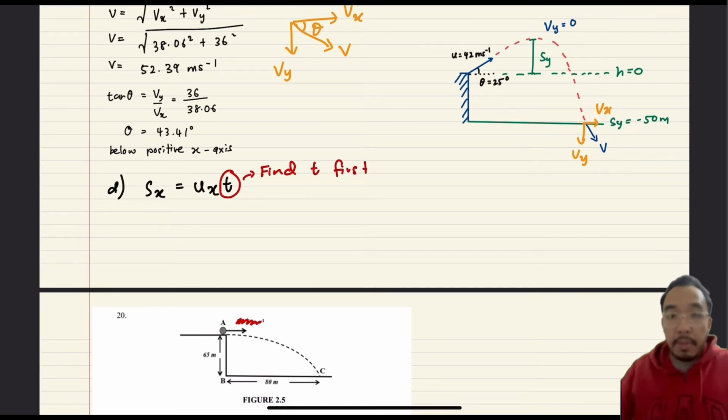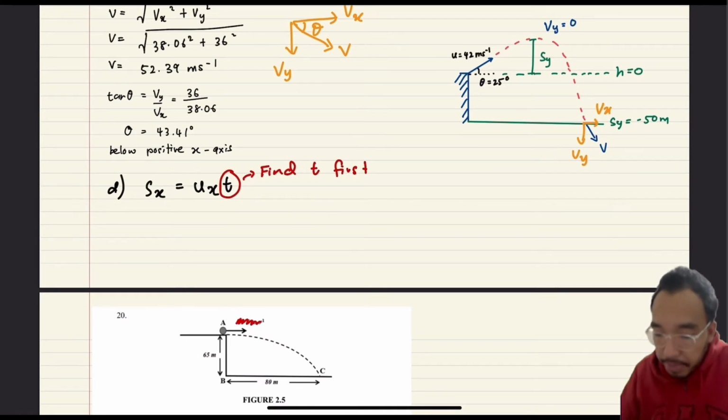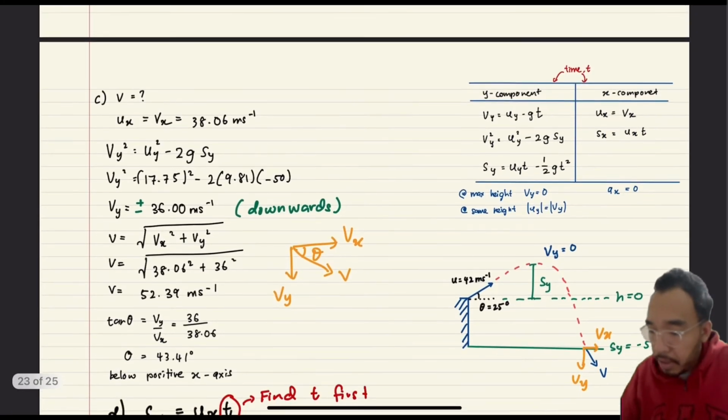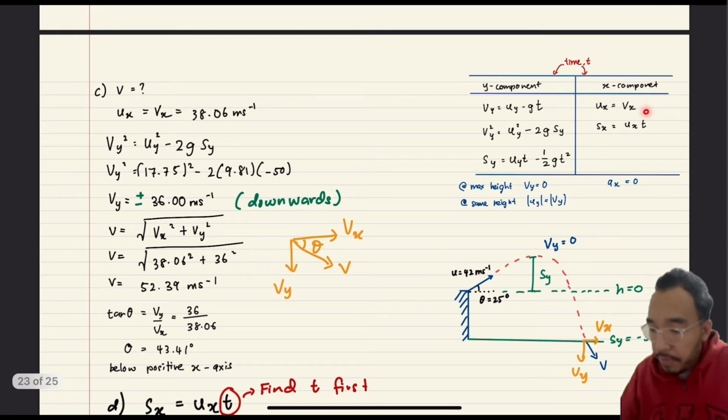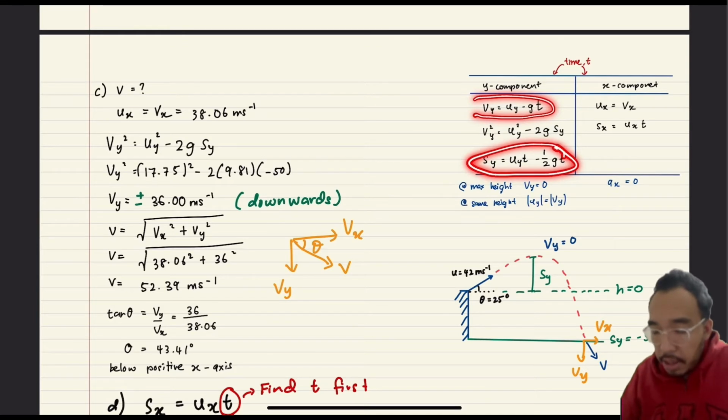In the exam you don't have to write down like find the t first, you just calculate. But here, because I want to show you, I write it down. So you can calculate t from the y component. You don't have enough information over here, so you calculate time from the y component. The two formulas that have time are this and that one. I think the easiest way, you can choose this one because this one doesn't have any square in it. So you get time straight away.